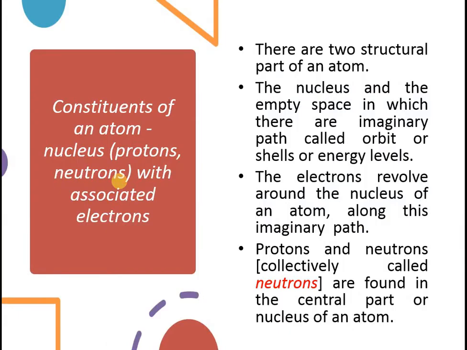So there are two structural parts of an atom, the nucleus and the empty space in which there are imaginary paths called orbits or shells or energy levels. The electrons revolve around the nucleus of an atom along these imaginary paths. Protons and neutrons are collectively called nucleons, and these are found in the central part of the atom, the nucleus. Now, since proton has +1 charge, that is positive charge, and neutron is neutral, the nucleus has a positive charge.